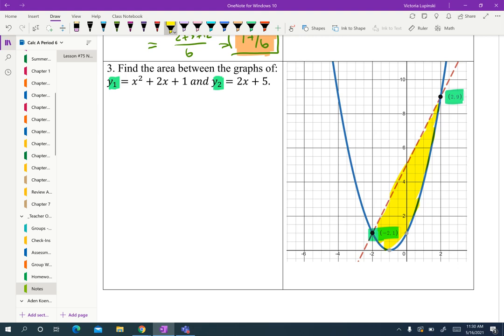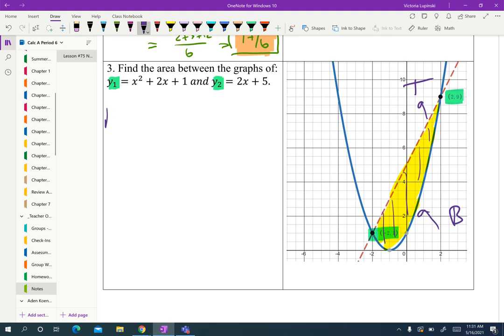Again, for today, you're always doing top minus bottom. And hopefully you would agree that throughout the entire region here, your top curve is always the red one, where your bottom curve is always the blue one. And you could just draw lines from the top curve to the bottom curve if you're having any trouble distinguishing between the two.